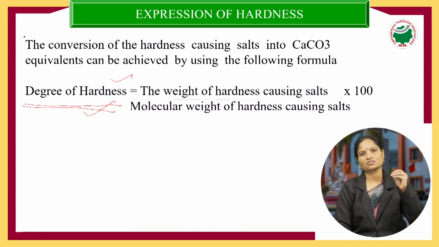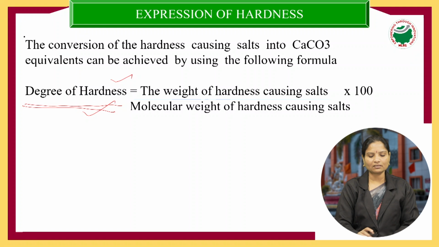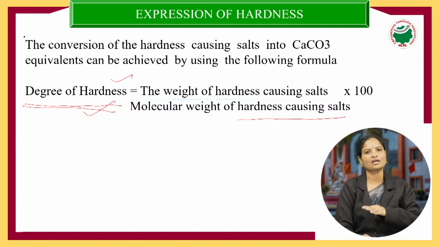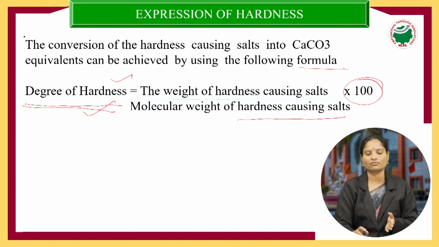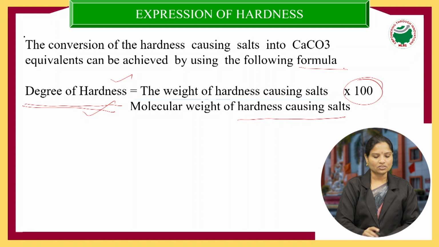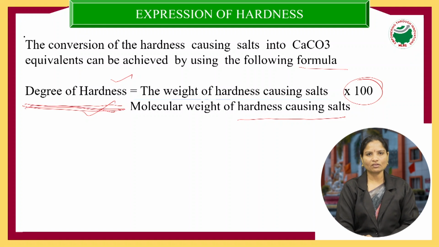So the weight of the hardness causing salt is divided by the molecular weight of the hardness causing salt. We have to find the molecular weight of CaCl2, the molecular weight of CaSO4, whatever is given in our sample of water. So weight by molecular weight, into 100. Here the 100 helps to give the CaCO3 equivalent weight. So this is our hardness formula.